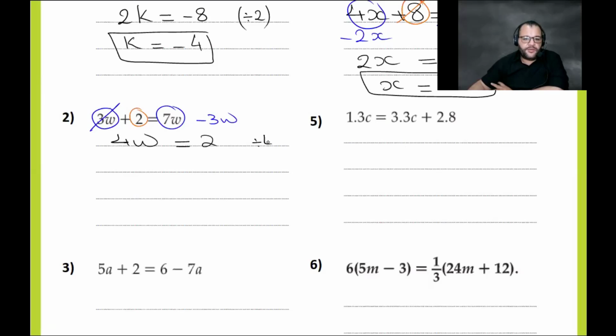Now we need to divide by 4. So w is equal to 1 half, 0.5. Leave it as a fraction.